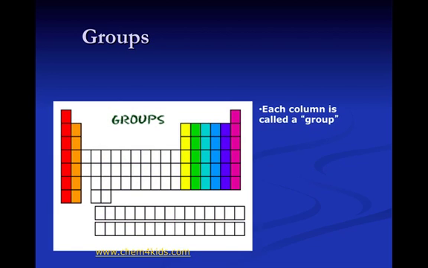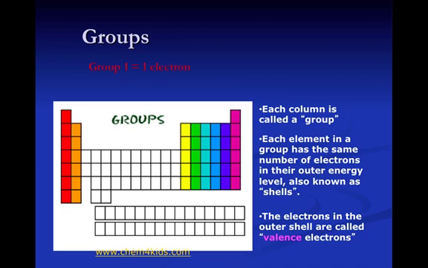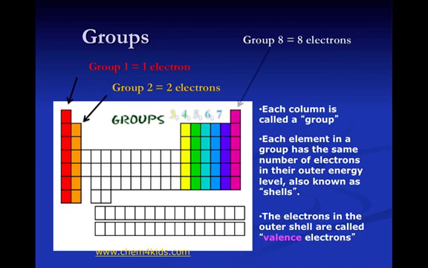Groups are the vertical columns on the periodic table, and it turns out that each element in a certain group has the same number of electrons in their outer energy level. The outer shell or outer energy level is referred to as the valence shell, and so the electrons in the outer shell are called valence electrons. Notice that group 1 elements have 1 electron in their outer shell, group 2 have 2 electrons in their outer shell, and so on all the way up to group 8.